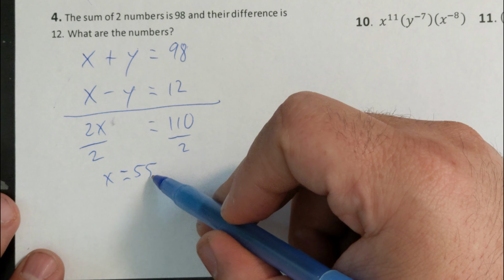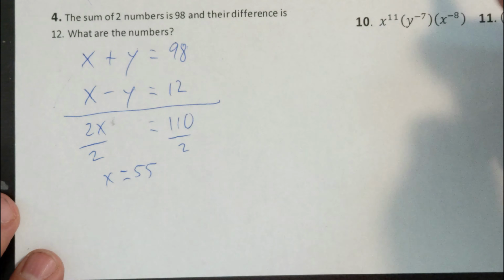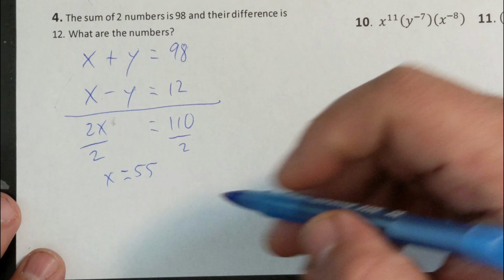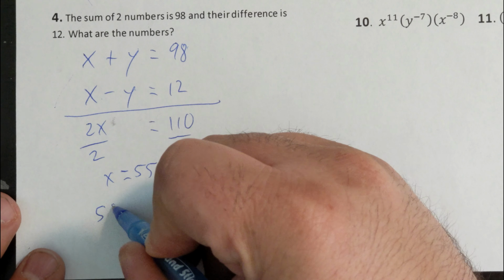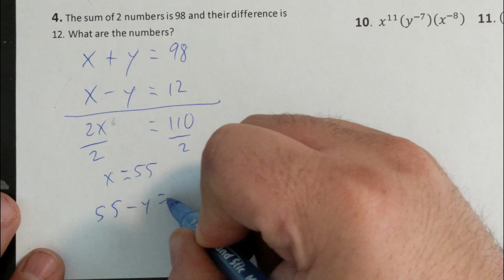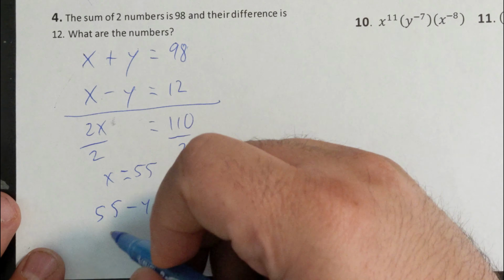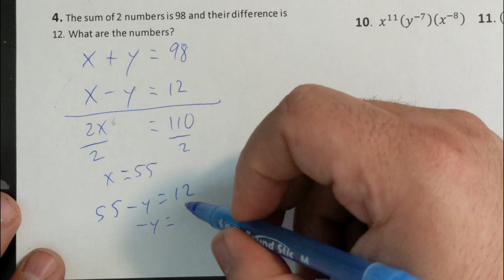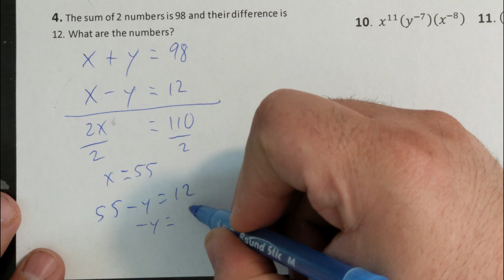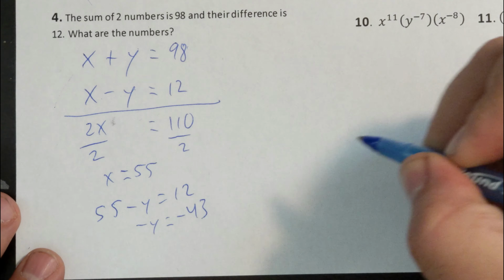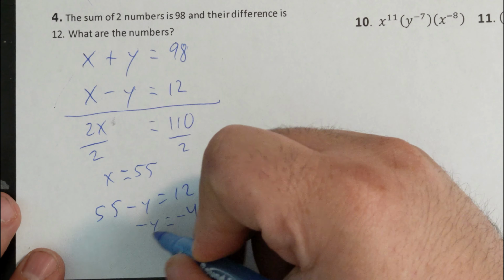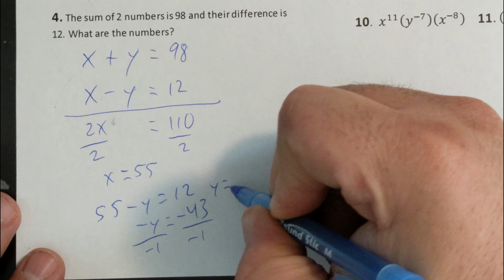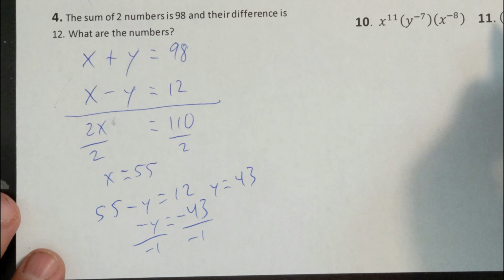And now that you know one of the numbers, you can plug it into either one of these to find the other number. So if I put it in the bottom equation, I'm going to go 55 minus y is 12. I'm going to subtract 55. I get negative y equals negative 43. And then divide both sides by negative 1. You get y equals 43.